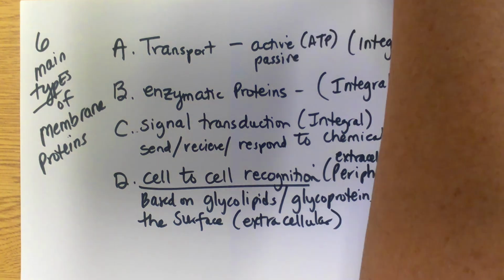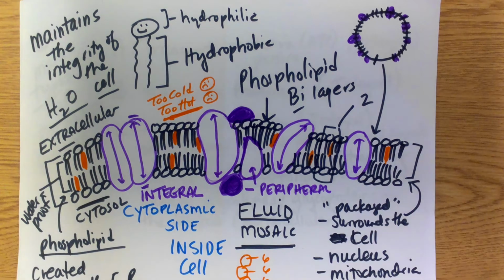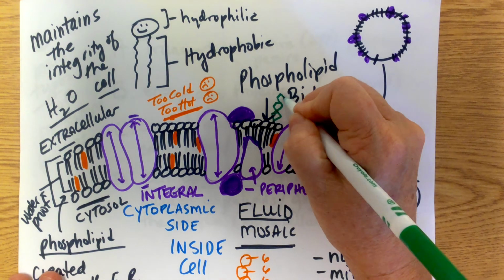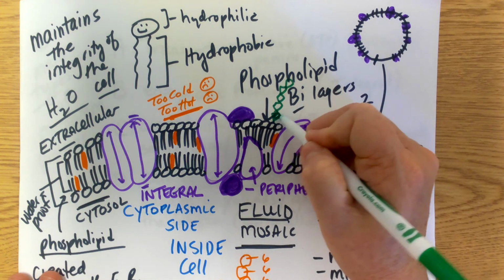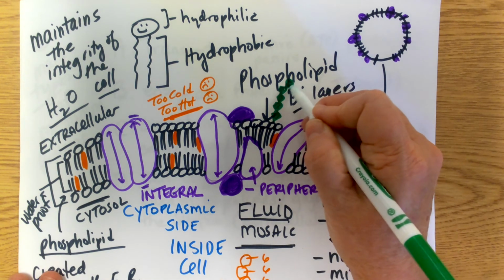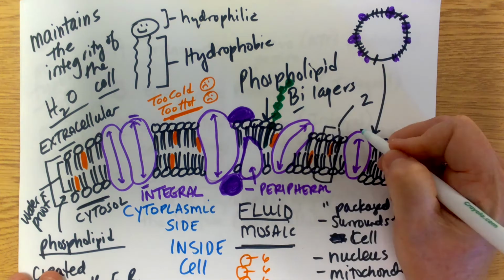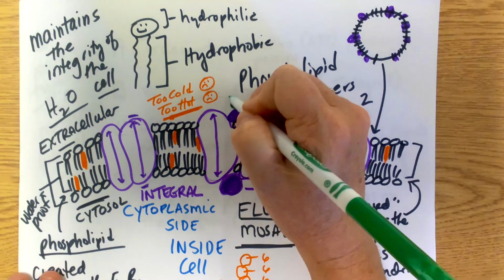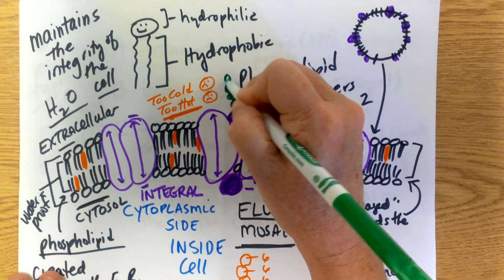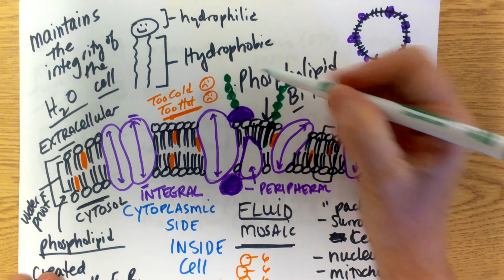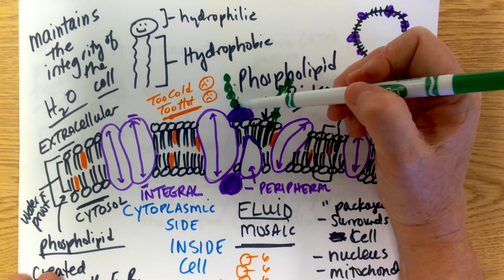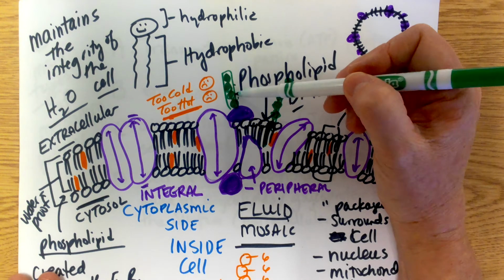So I'm going to go back to the picture of the membrane. A lot of you, when you drew it, had these little weird green pieces coming off. And they called them glycolipids if they were coming off of one of our phospholipids. And if they were attached to a protein on the periphery, then they called them glycoproteins. So this is a glycolipid because it's a glycogen molecule attached to a lipid. And this is a glycoprotein because it's a glycogen molecule attached to the peripheral protein.